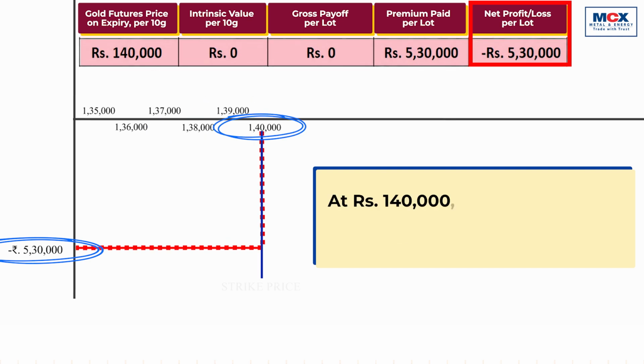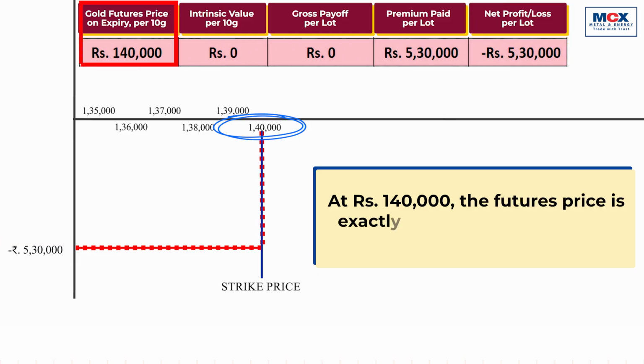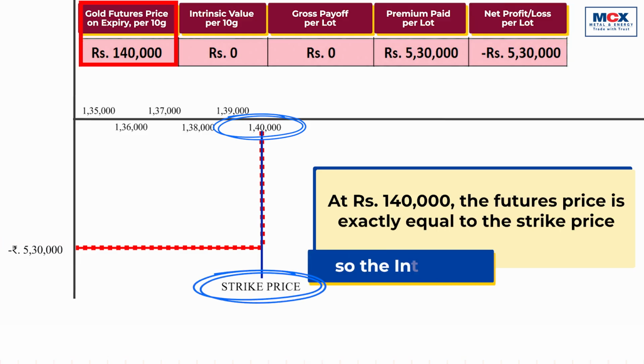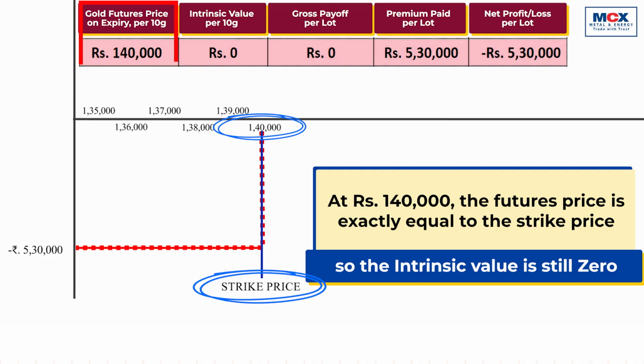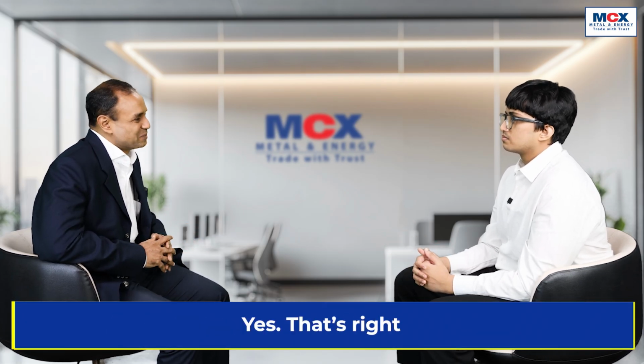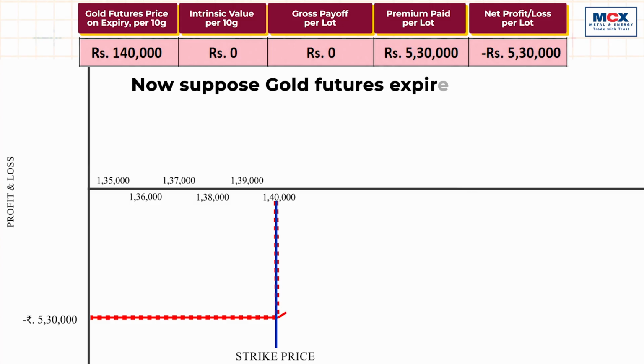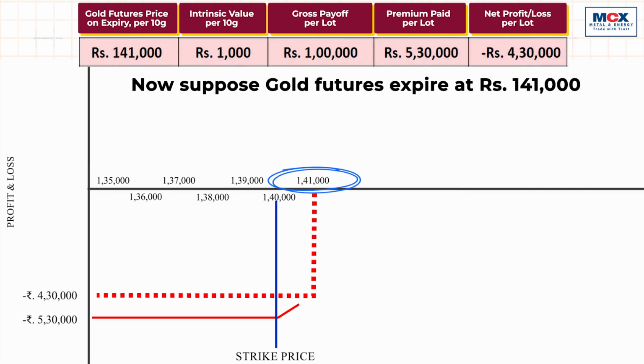At 1,40,000, the futures price is exactly equal to the strike price. So the intrinsic value is still zero. So in this case as well, I lose the premium. Yes, that's right. Now suppose gold futures expire at Rs 1,41,000.